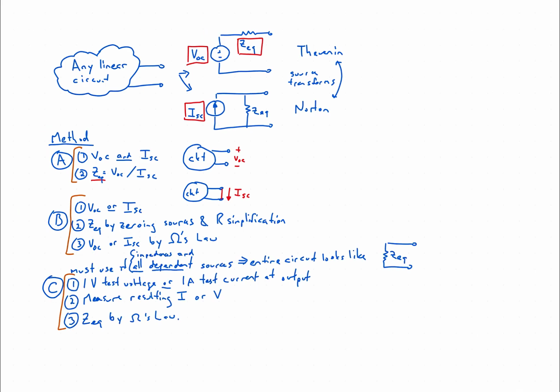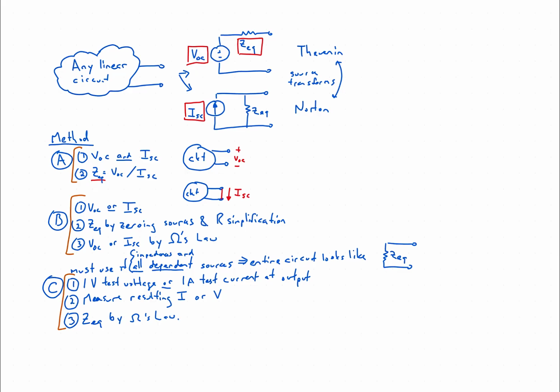So the last method you're going to use if the circuit that you want to analyze is composed entirely of impedances and dependent sources. There are no independent sources in the entire circuit. And if that's the case, the entire circuit filled with impedances and dependent sources will look like a single impedance, ZEQ. There will be no VOC or ISC source there. The problem is, how do you get those dependent sources working?